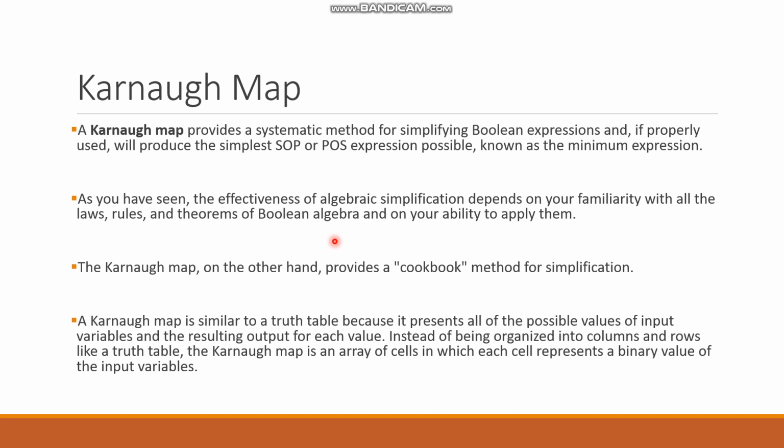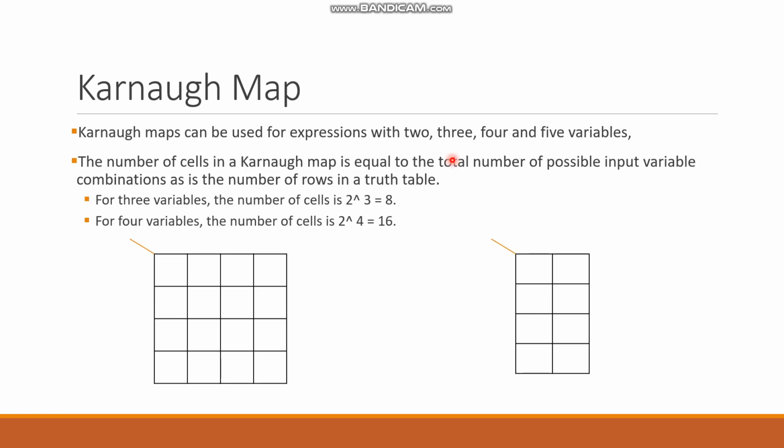A Karnaugh map is an array of cells, like a table, consisting of some rows and columns, and the values presented in the truth table can be placed inside the Karnaugh map. It provides a better, quicker way to simplify Boolean algebra expressions. A Karnaugh map can be used for expressions with 2, 3, 4, and 5 variables. If you have two variables in an expression, we can easily use a Karnaugh map, and also with 3 and 4.